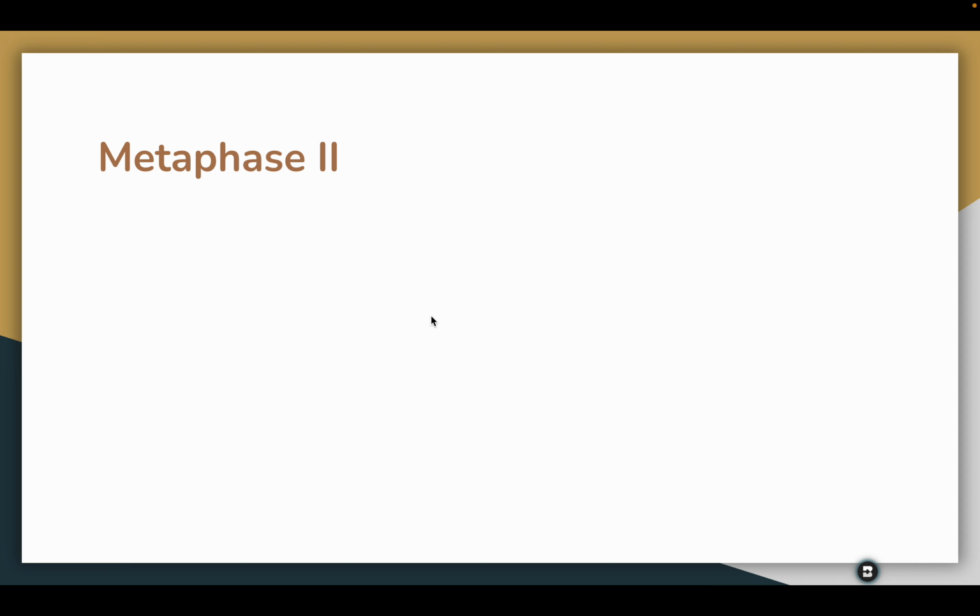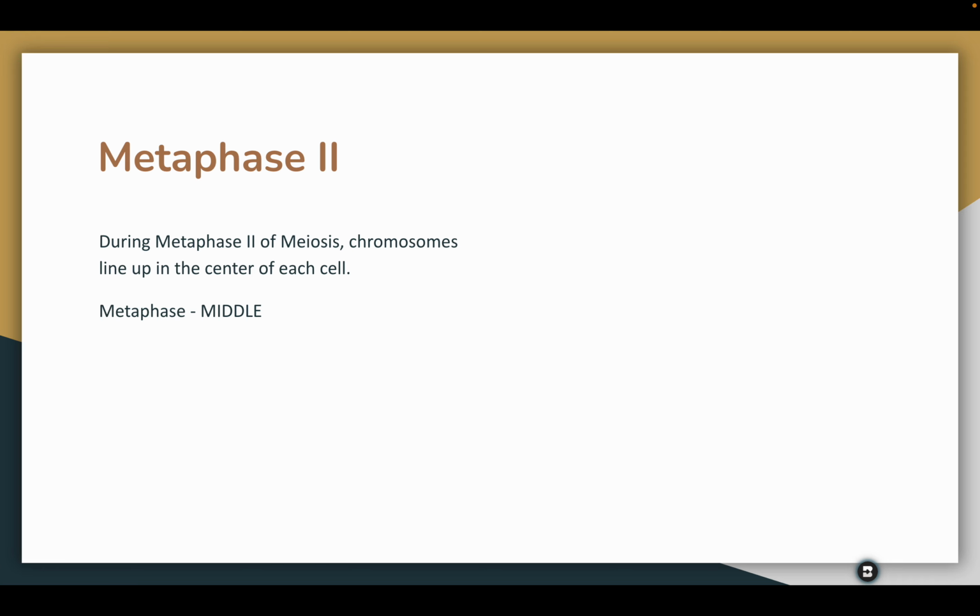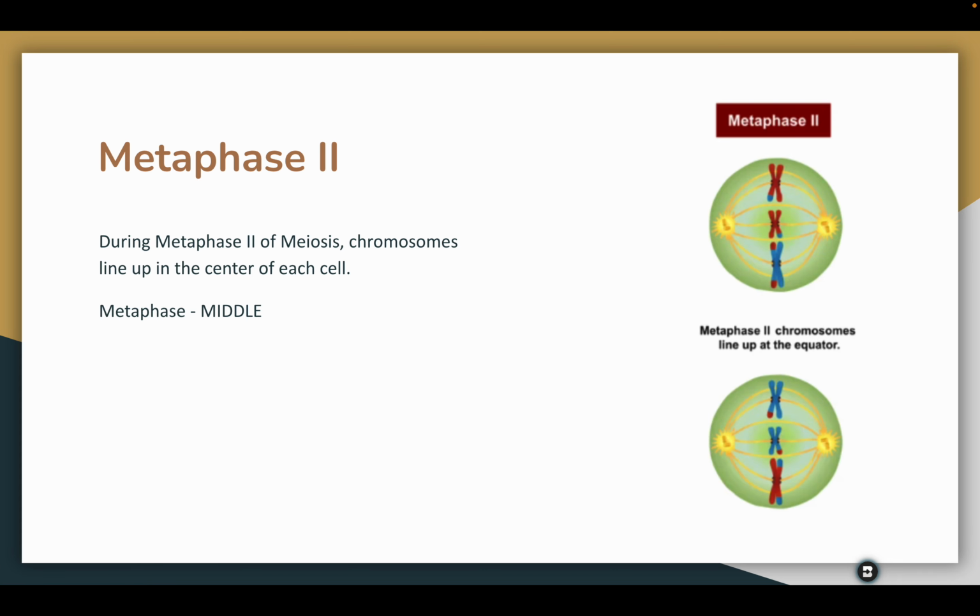Okay, metaphase, what do you think this one means? You bet, metaphase middle. Okay, during metaphase 2 of meiosis, chromosomes line up down the center of each cell. Another thing to write down here is that during metaphase 2, they line up single file. Remember in metaphase 1, we line up double file. In metaphase 2, we line up single file.